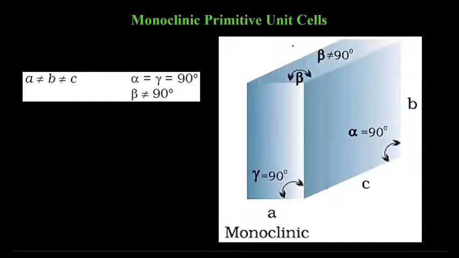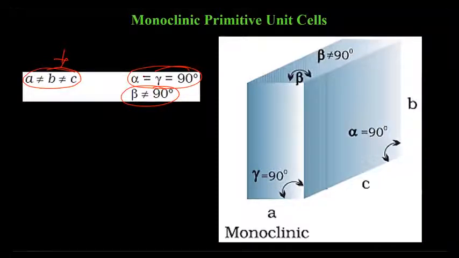Next, monoclinic primitive unit cell. Again, very important one. In monoclinic, none of the sides equal. So if you remember, this is the sixth one. Last two we talked about: monoclinic and triclinic. In triclinic, nothing is equal, nothing is 90 degree. In monoclinic, sides are not equal. Beta is not 90 degree. It means alpha and gamma are 90 degree. So that's what you will draw or you will identify.